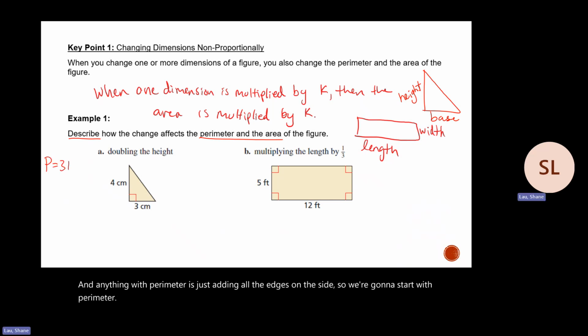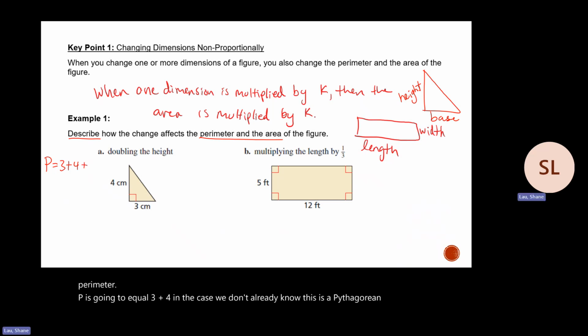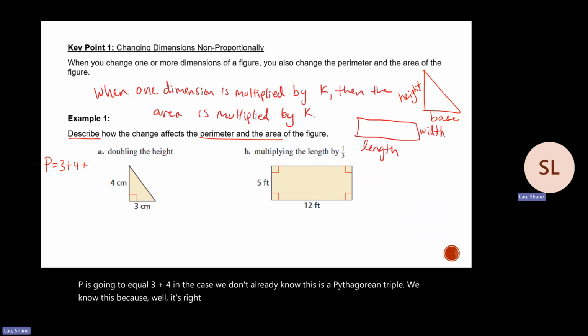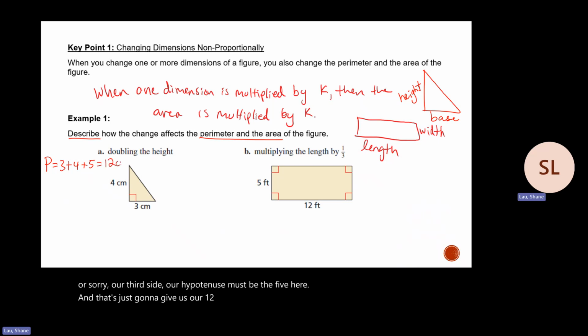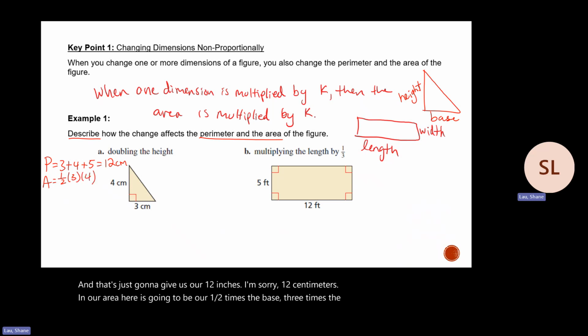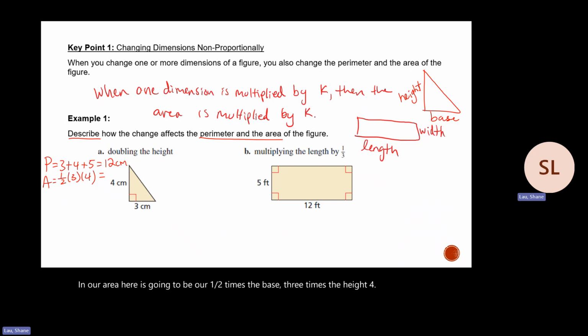P is going to equal 3 plus 4 plus 5. In case we don't already know, this is a Pythagorean triple. We know this because it's a right triangle. It's got 3 and 4 as the legs. Therefore, our third side, our hypotenuse, must be the 5 here. And that's just going to give us our 12 centimeters. Pretty simple. We'll find our area. Our area here is going to be 1/2 times the base 3 times the height 4. That's going to give us 6 centimeters squared.